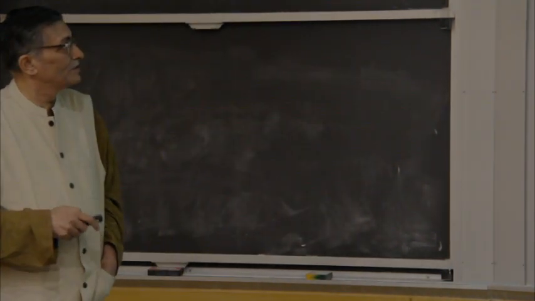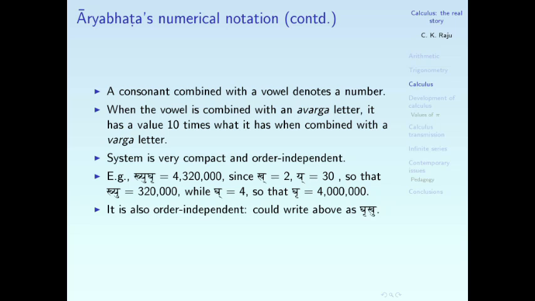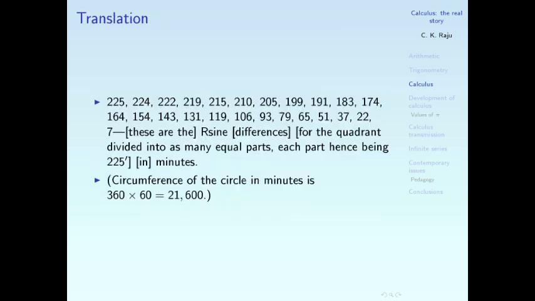So I will skip over this. What is this numerical notation? If somebody wants, I'll come back to it. It's a very compact, very good system, but very difficult to pronounce. So nobody used it. So this is the translation.